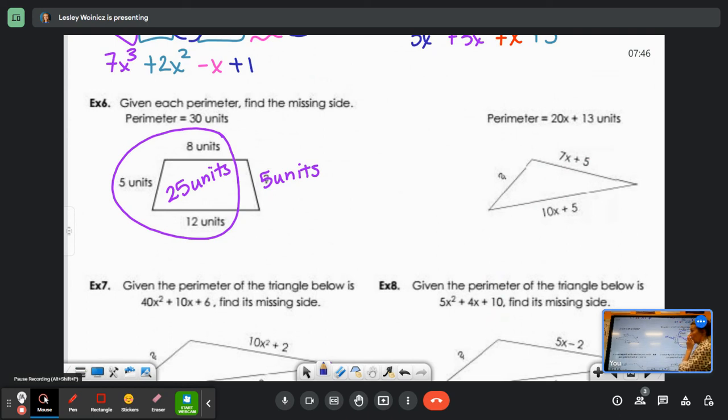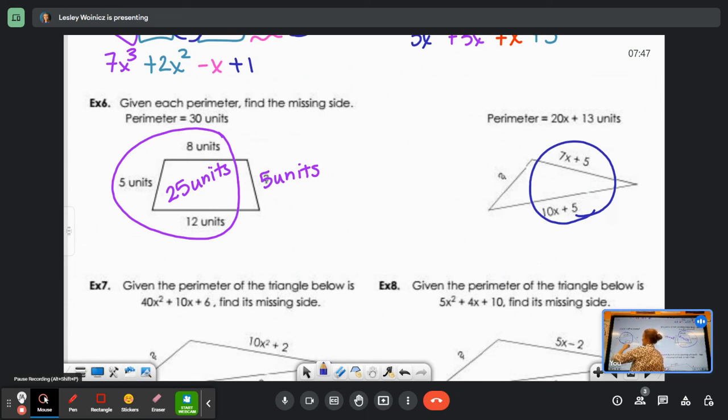So that wasn't too bad. Next one. I've got another triangle, and this time I gave you linear terms and constant terms, but we're still going to do the same thing. I'm asking you to find the missing side, but I gave you a perimeter. Can't we just add up these sides and see what we're missing?